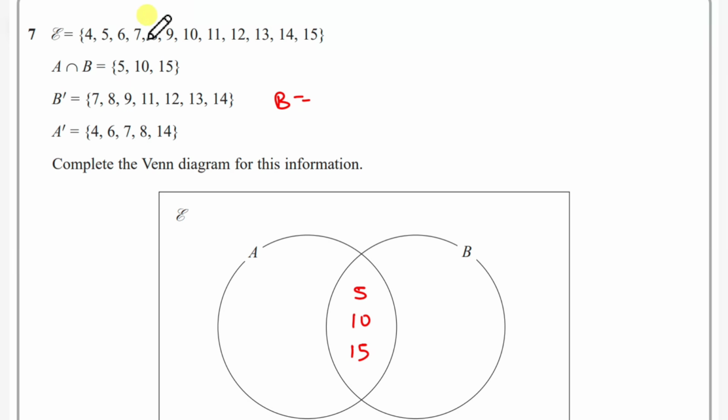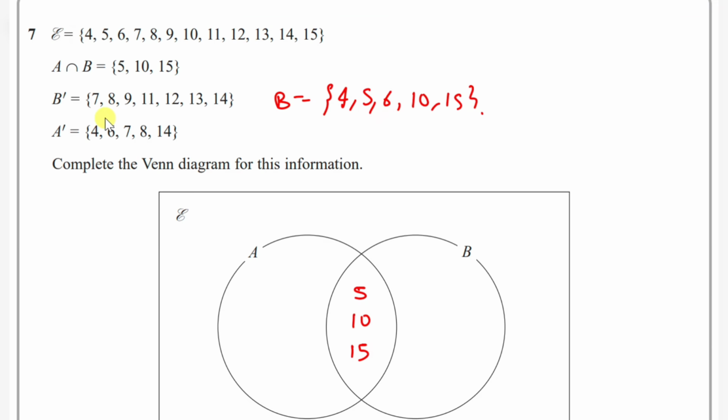So you've got 7, 8, 9. That's not in B, but then they didn't mention 4, 5, 6. So B would have 4, 5, 6. It also has a 10. And actually it also has a 15, doesn't it? Okay, so that's all the numbers supposed to be in B.